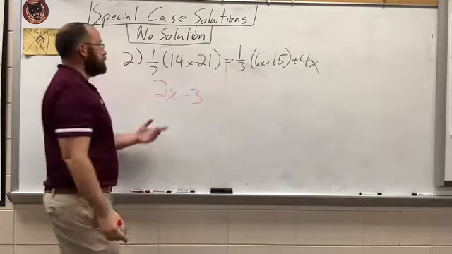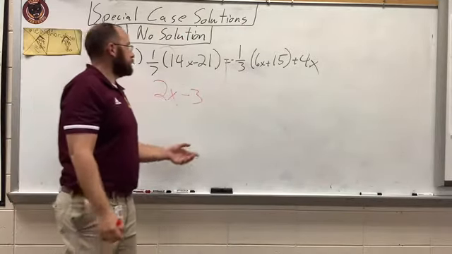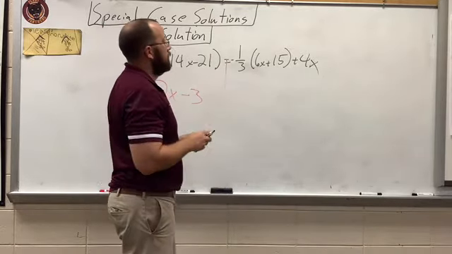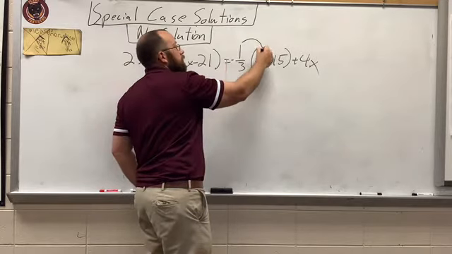There we go. We have simplified one side. Now we have to simplify the other side. Now I'm going to switch markers because that red is about to die. So we have negative 1/3.